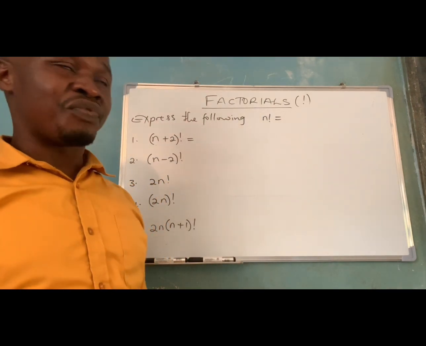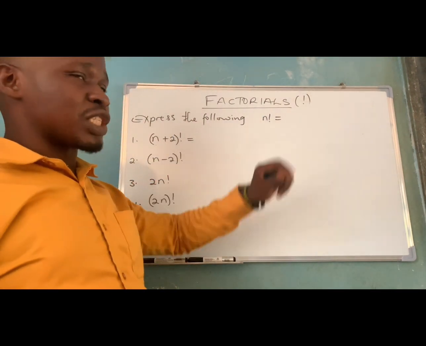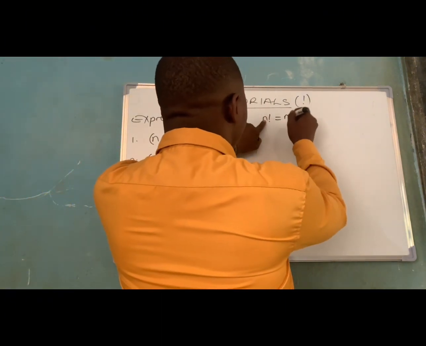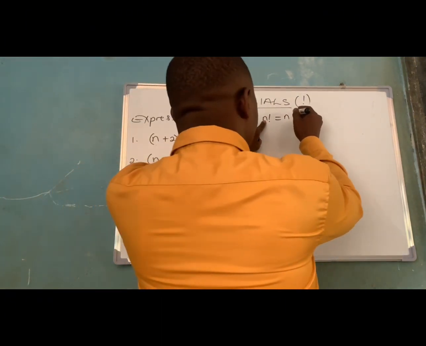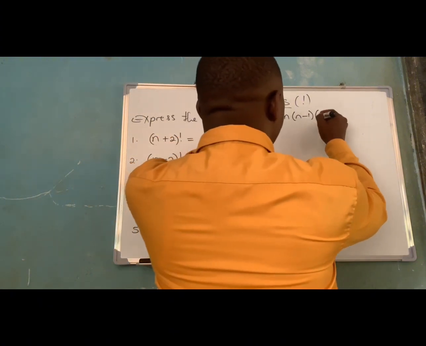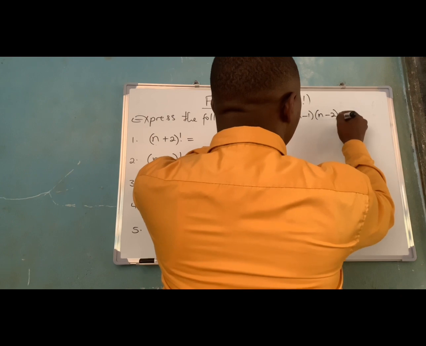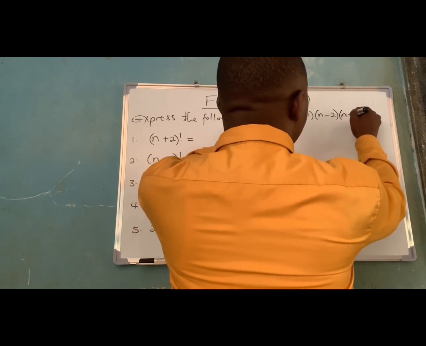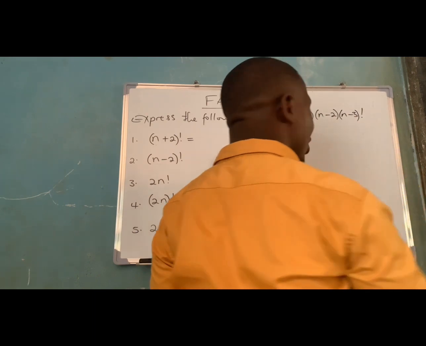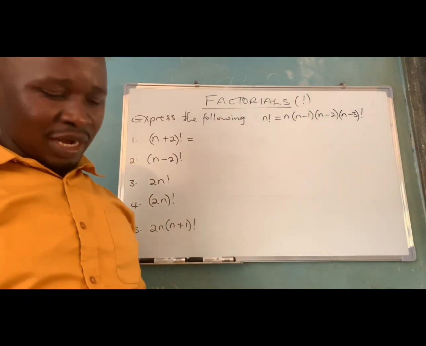In our previous video, we discussed that n factorial is n itself here. We open a bracket, n minus 1. We open another bracket, n minus 2. We open another bracket, n minus 3. So until a desired point, then we indicate a factorial.